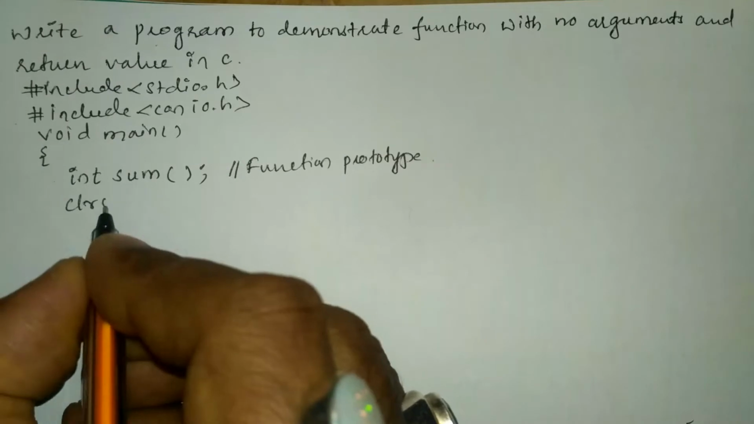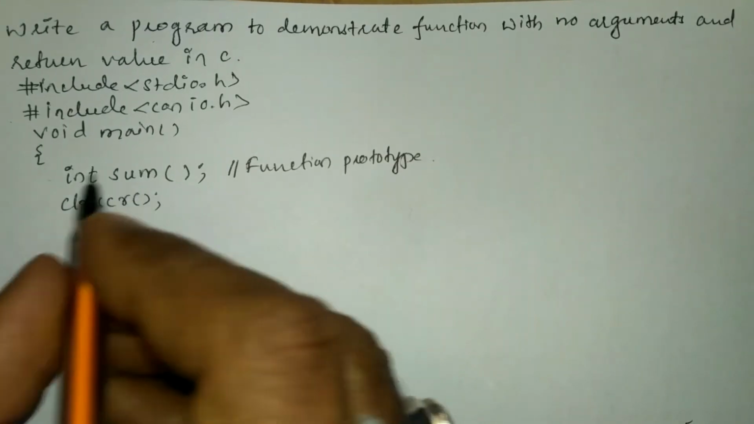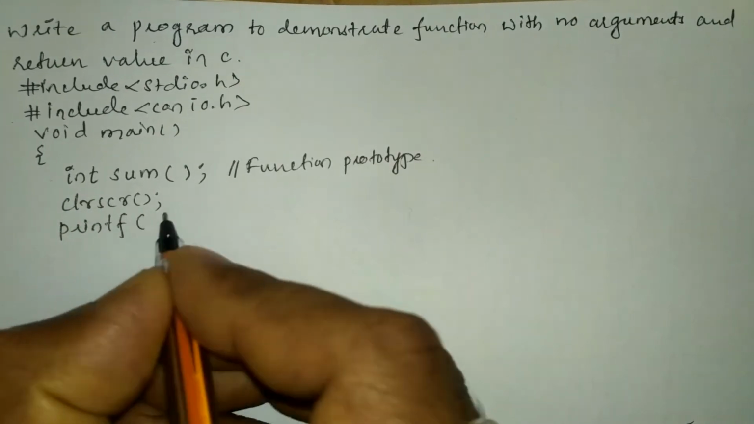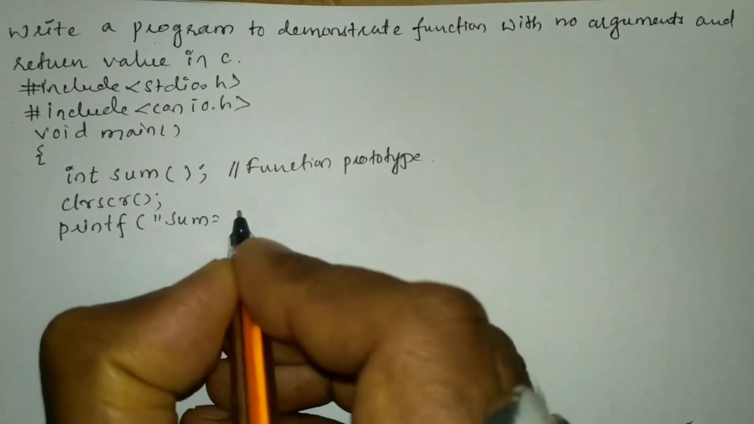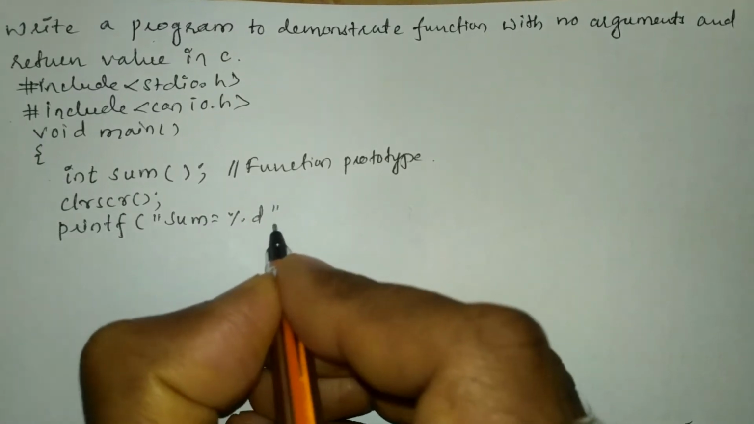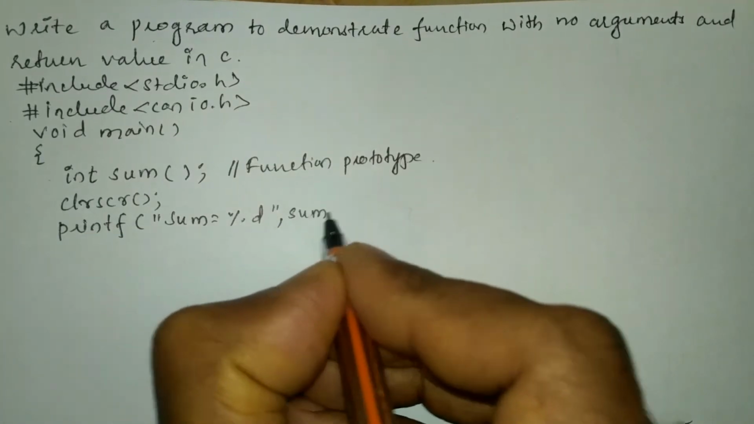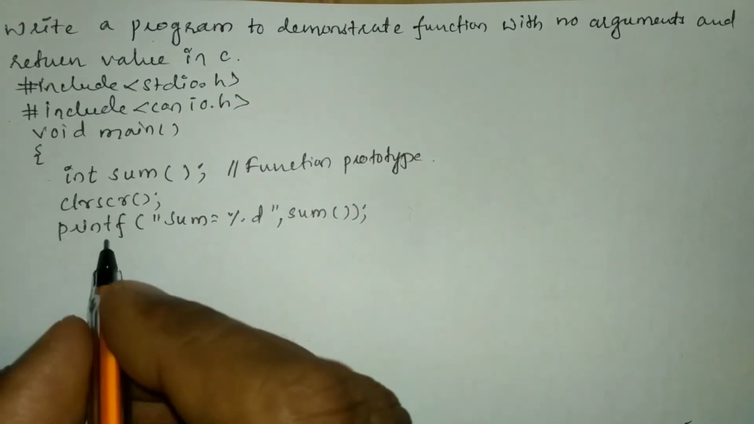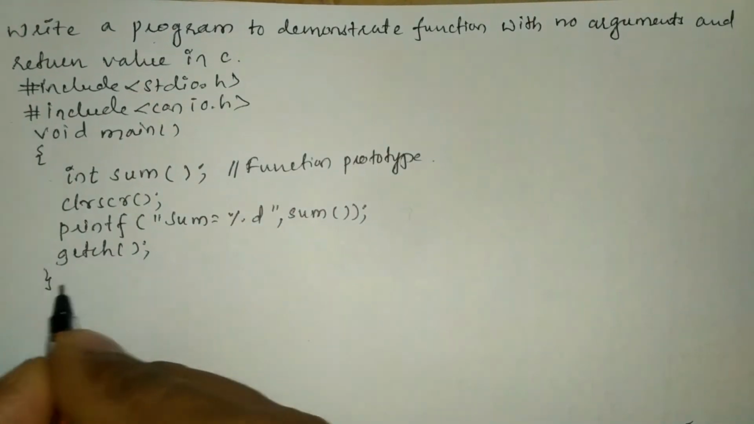Next, we'll write clrscr function, which is used to clear the screen. Now we are going to write the printf statement wherein we are going to print sum is equal to %d end the double quotation mark, and we are going to call this particular function in a printf statement. So this is sum and put semicolon. Here I'm going to write getch function closing brace.